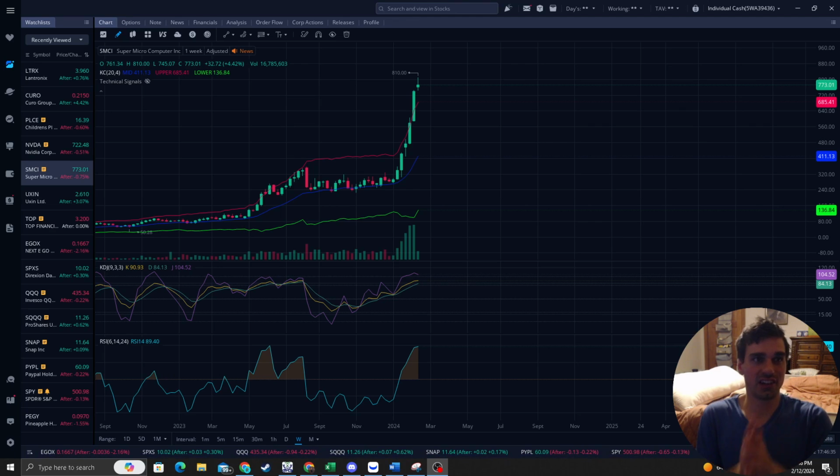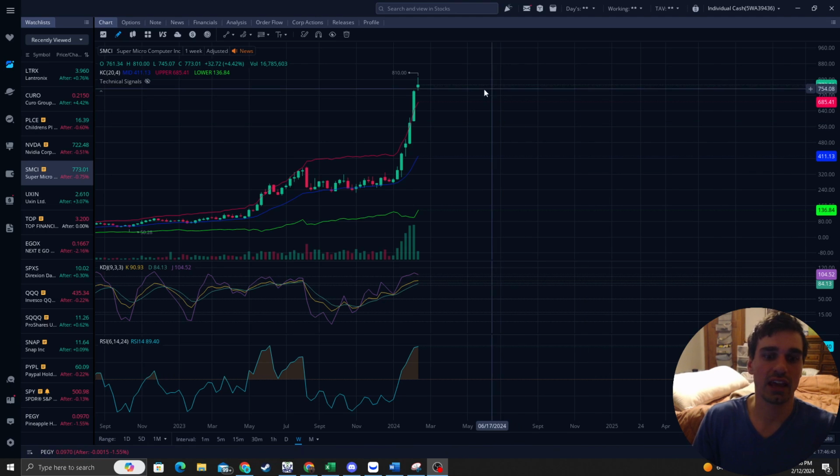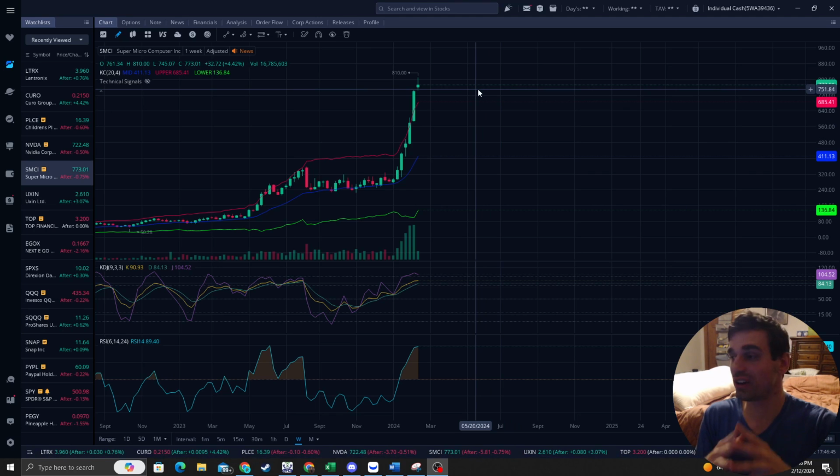Stock market. And today I want to talk over ticker SMCI, Super Micro Computer, and how it's just been skyrocketing for a lot of weeks. And I want to go over exactly where I think the top is and the reversal pattern is.